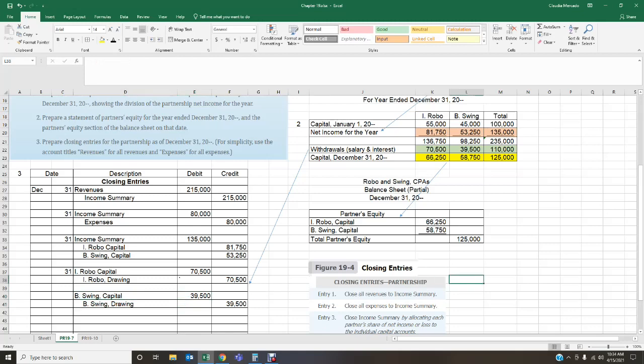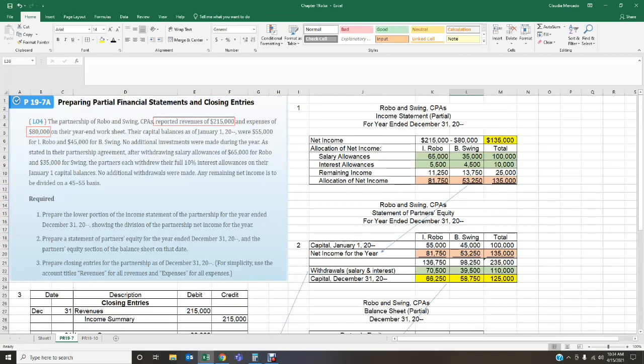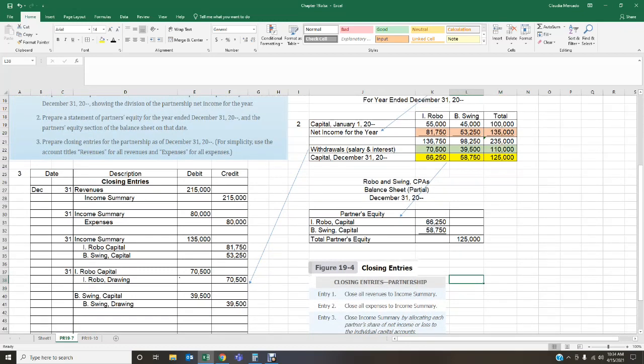So let's recap. First, you close your revenues to income summary. Revenues normally have a balance of a credit. If I want to close them out, you have to do the opposite, which is the debit, and that 215 was provided to you in the problem. So revenues get debited, income summary gets credited. Step 2, close expenses to income summary. Expenses normally have a balance of a debit. If you want to close them out, you will need to credit. So expenses are going to be credited, income summary will be debited.